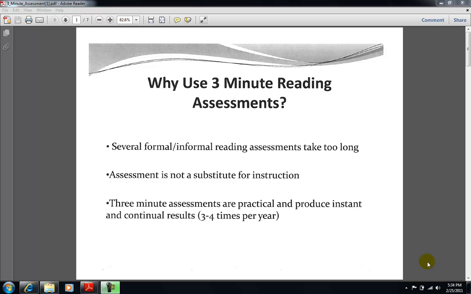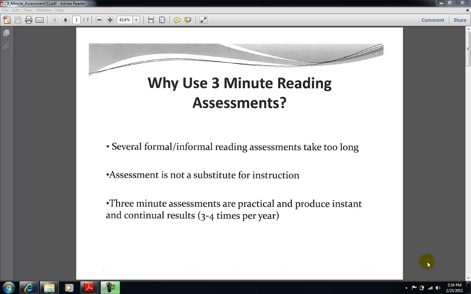In this short video, we're going to look at the 3-minute assessment. We're going to look at why to use it. We're also going to talk about which areas of reading we assess when using the 3-minute assessment. And I'm also going to do a sample passage, and we're going to score it with regard to word recognition accuracy, reading fluency automaticity, as well as reading fluency expression.